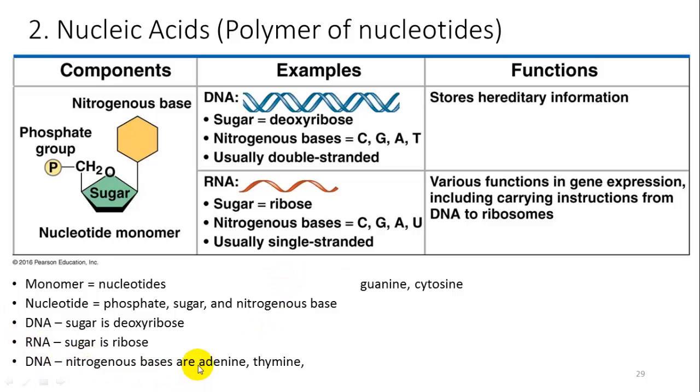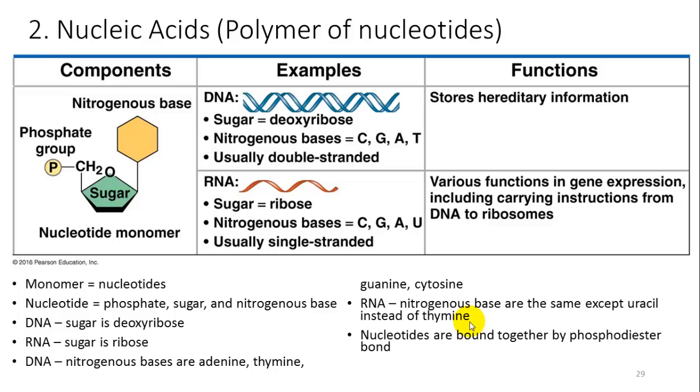There are actually 5 different types of nitrogenous bases. 4 of them are found in DNA: adenine, thymine, guanine, and cytosine. And RNA has the same, except it does not have thymine. It has uracil instead. These are bound together through a bond called a phosphodiester bond.